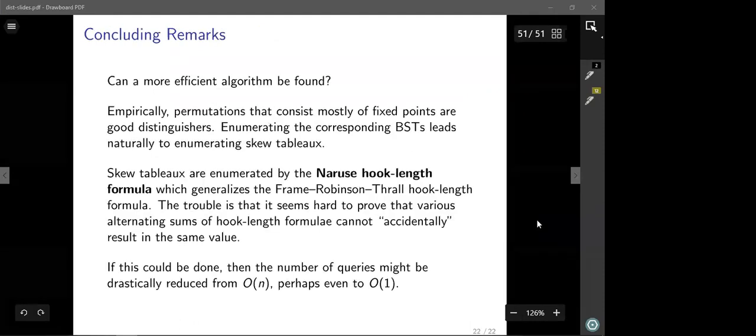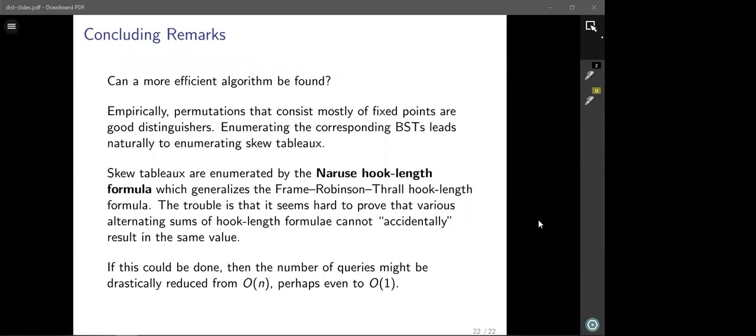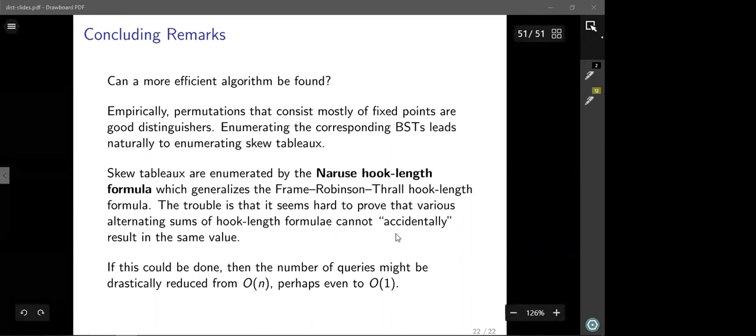Okay, so concluding remarks: is there a more efficient algorithm? I still like the idea of going back to permutations with lots of fixed points, and then you're led to consider these generalized hook length formulas. There's some hope that you could do this because there are these formulas, but you have to make sure that you don't get accidental equalities. Like you have this hook length formula plus this hook length formula minus that hook length formula, and they don't accidentally cancel out. So you have to be careful there.